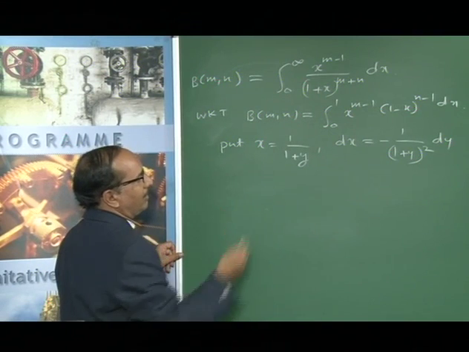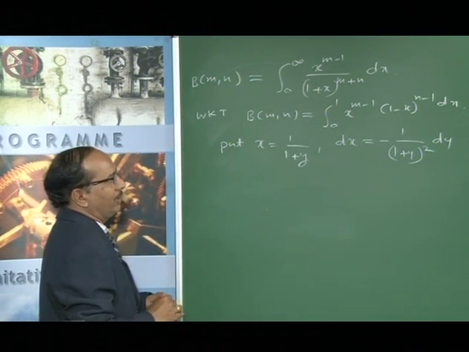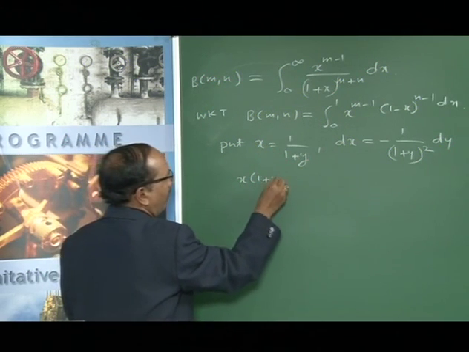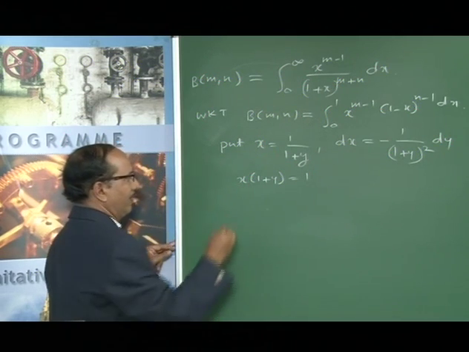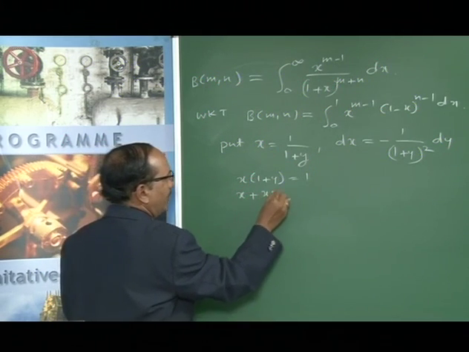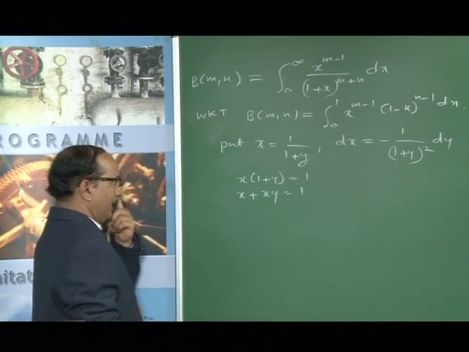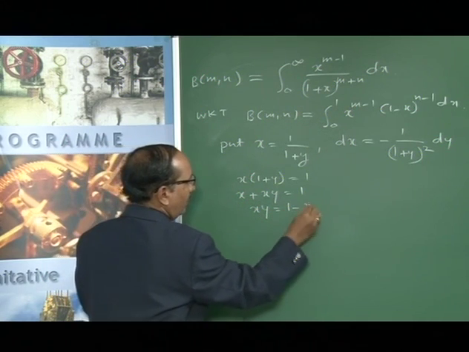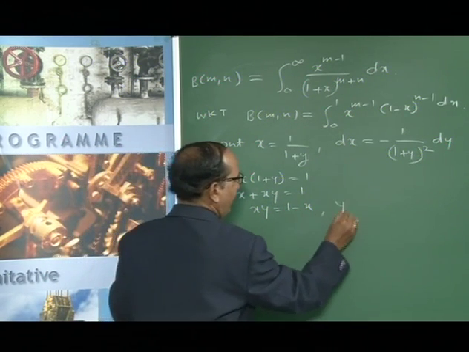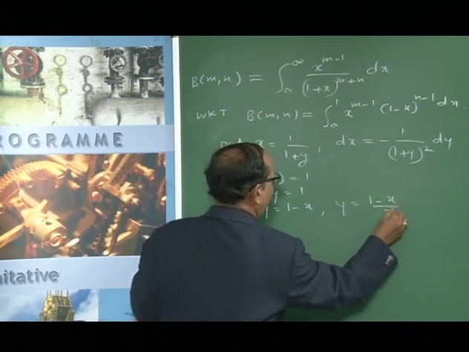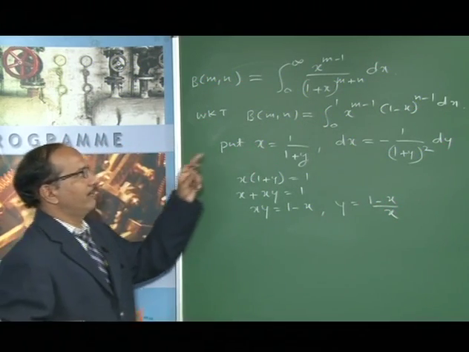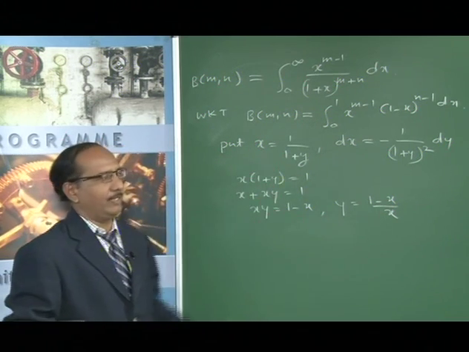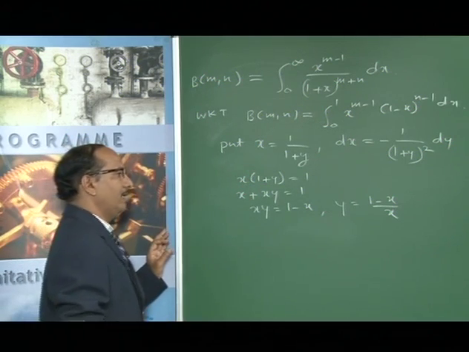And also see the limits: whenever x equals 0, what is y? You can simplify this: x into (1 plus y) is equal to 1, cross multiplying, x plus xy equals 1. So xy equals 1 minus x, so y equals (1 minus x) upon x. What I have done is, since x is given in terms of y, I have converted y in terms of x from this equation. So you can find the limits easily.